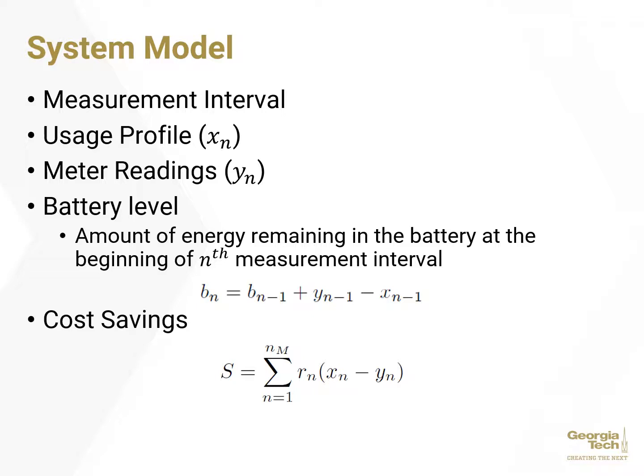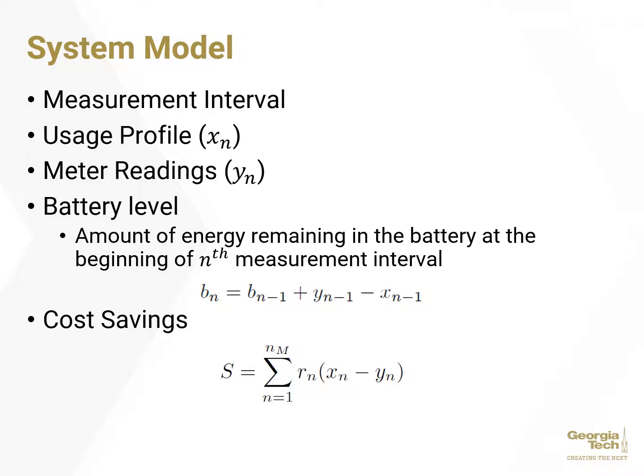In order to decouple the usage profile and the meter reading, we put a rechargeable battery at the end user and select the value of the meter reading without considering the value of the usage profile. The battery plays as a buffer between the usage profile and the meter readings. The battery level denotes the amount of energy remaining in the battery at the beginning of the nth measurement interval. Rn is used to denote the price per unit amount of energy in the nth measurement interval.